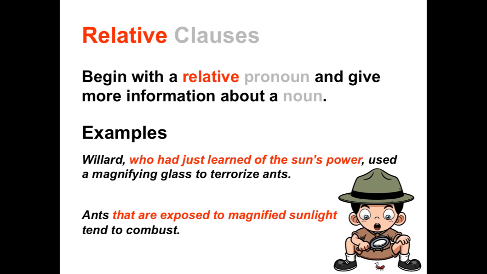Here is another example of a relative clause. Ants that are exposed to magnified sunlight tend to combust. In this example, the relative pronoun that introduces the relative clause that are exposed to magnified sunlight, and this provides more information about the ants. Now look carefully at these two relative clauses. How are they different from one another? I hope that you notice that one is enclosed in commas while the other is not. So why do we use commas for one but not the other?